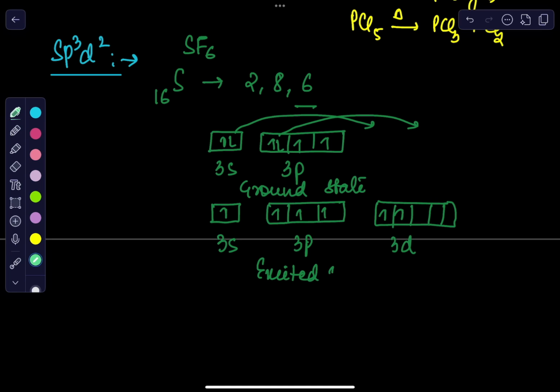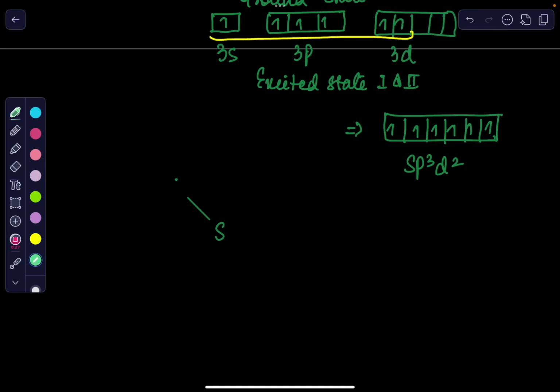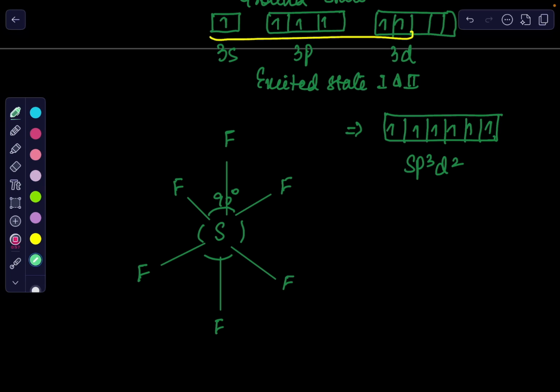So in here we need 2 excited states because we will excite electron one by one first from 3p and then from 3s. So now these 6 valencies we have to arrange. So these 6 orbitals will, first 4 will lie in a plane at 90 degree to each other, and 2 will be above and below the plane.